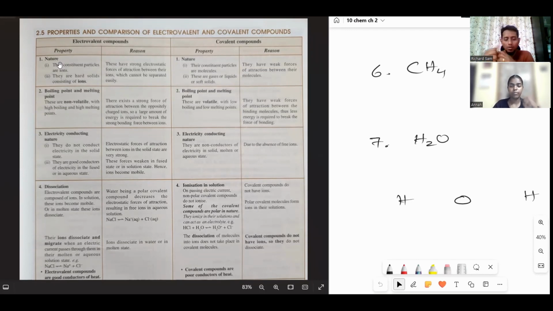Okay, covalent, the bonds are not very strong, so if they're solids, then they're soft solids, or they're mostly liquids or gases, because the bond is very weak. That's the first thing we saw.